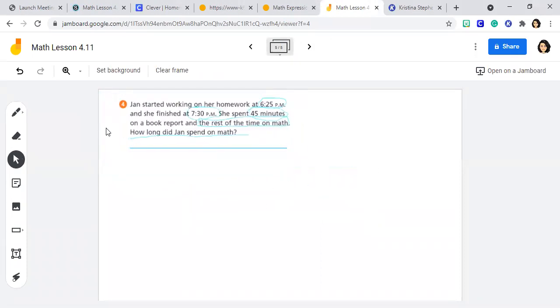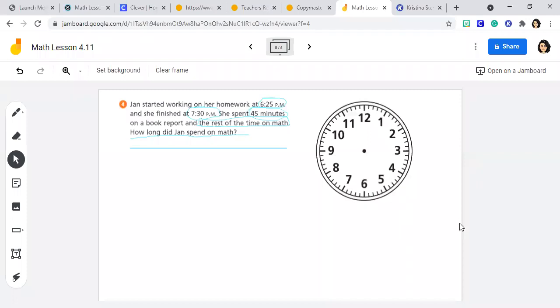So how much time has elapsed from 6:25 to 7:30? Well, I'm actually going to pause for a second to go get a clock. Give me just a second here. Okay, so I just went in, I snipped an image of the clock, and I'm going to mark the time that Jan started on her homework, and I think I'll use red for this one. So Jan started working on her homework at 6:25. So I'm going to put the minute hand right here at the 25. That is the worst line ever. I don't like that one. Let's try this.